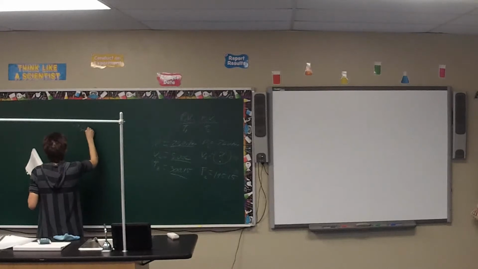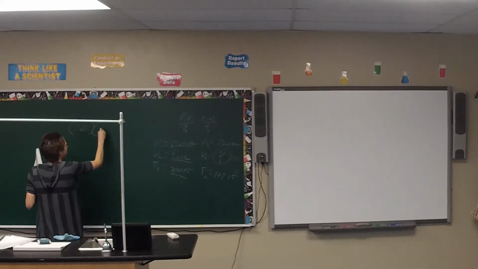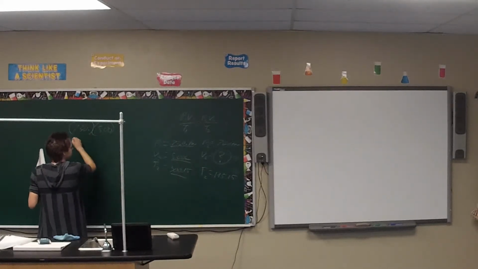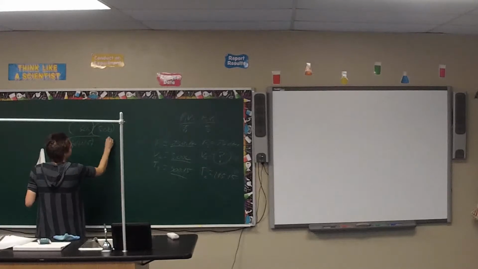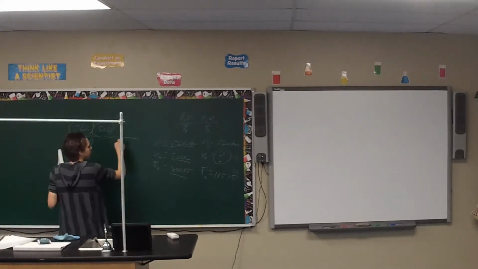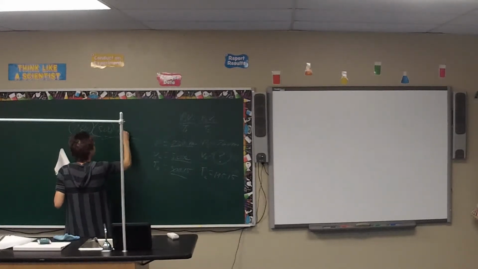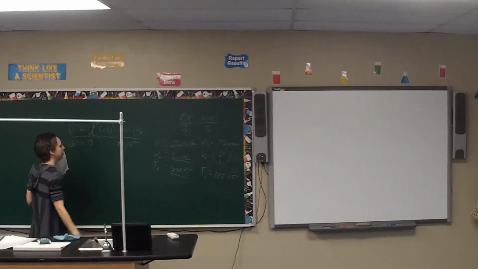So 730 for the torr, 5 for the liters, 300.15. I always run out of space. Alright, so the second pressure, 760 torr. I'm finding that second volume. The temperature, 195.15. Alright, I gotta get the second volume by itself.